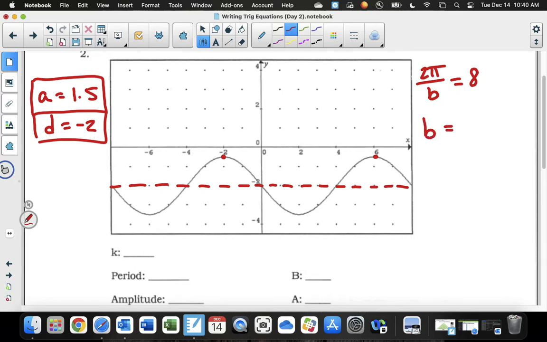Which means b equals what? Yeah. You end up with pi over 4. Multiply by b, divide by 8. That'll get b by itself. You get 2 pi over 8 reduced as pi over 4.